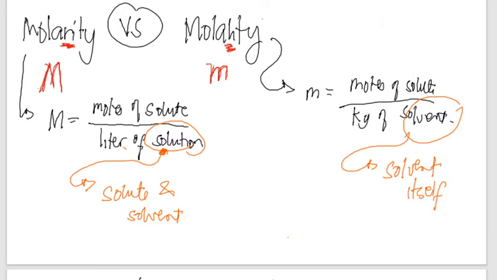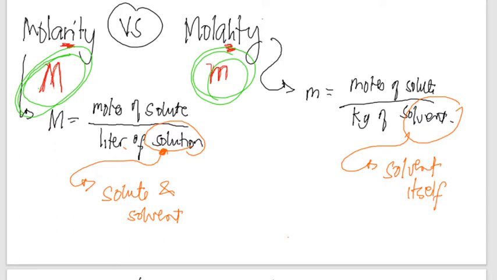the capital M. While molality is the small m. Between the two, they are both used for measuring the concentration of a solution. Again, they still have similarities. Both are used to measure concentration.